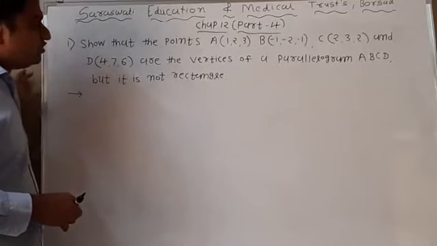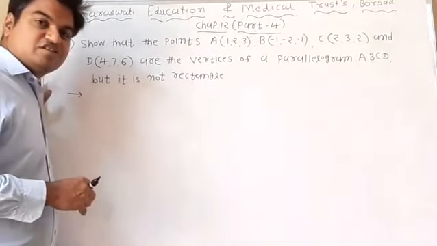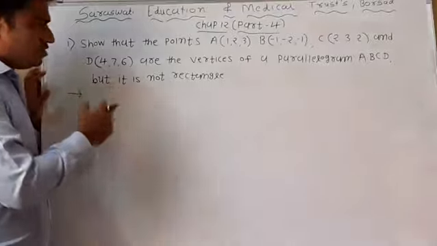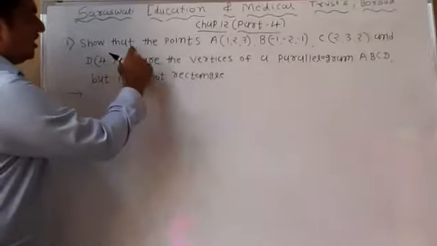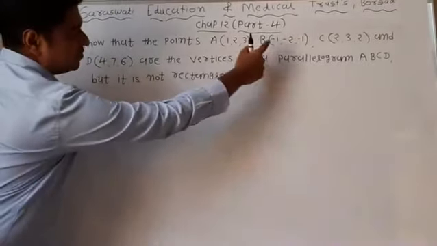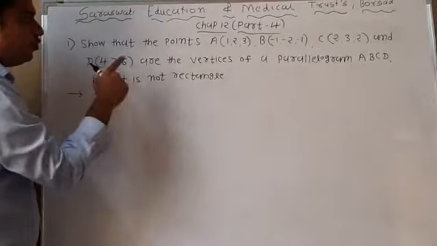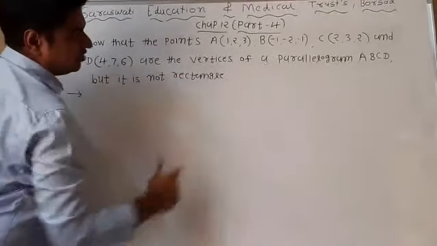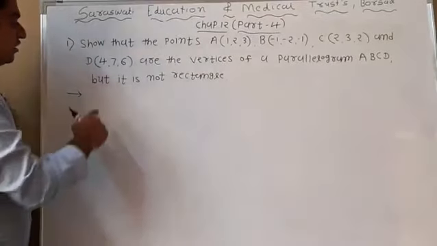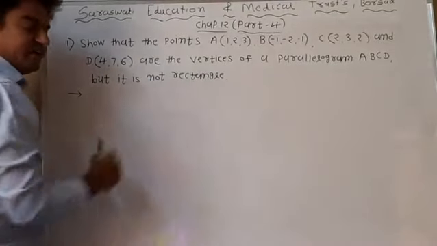Good morning, student. Today we are going to discuss some examples related to the distance formula. So our first question: show that the points A, B, C and D, 4 points given, are the vertices of a parallelogram ABCD, but it is not a rectangle.